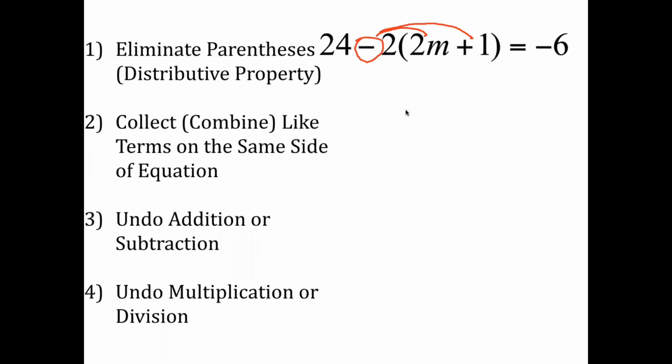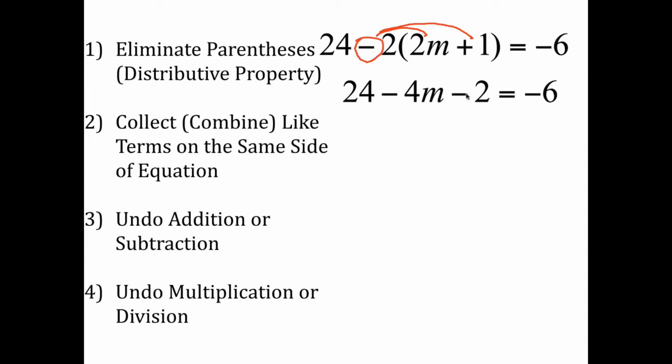Once we do that, we get 24 minus negative 2 times 2m would be negative 4m, minus 2 equals negative 6. Now identify your like terms. We can see here that we have a 24 and a minus 2, and we also have a negative 4m.